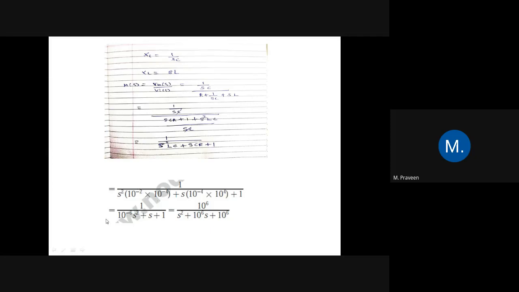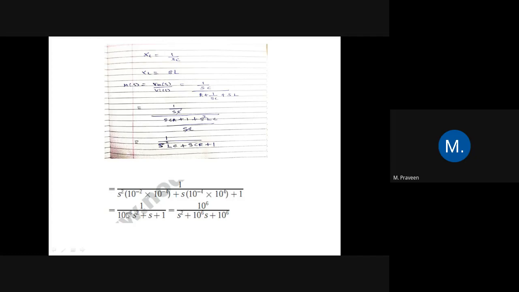So now we'll rearrange the equation as 1 divided by, so here it is 10 power minus 2, 10 power minus 4, it will become 10 power minus 6. So 10 power minus 6 into s square, plus here it is 10 power minus 4 and 10 power 4, it will be cancelled, therefore s into 1. Okay, therefore it will become s plus 1.